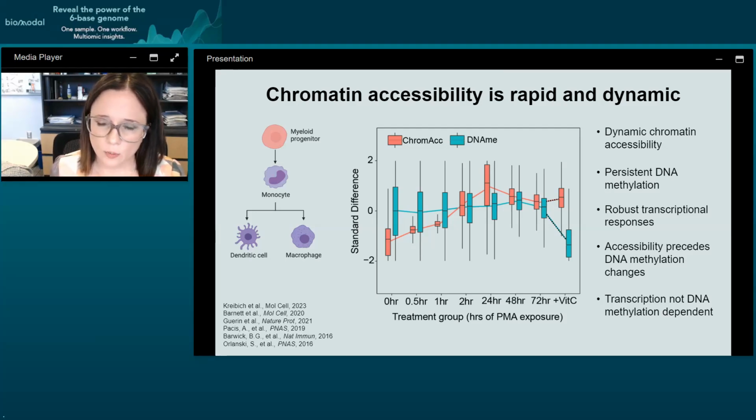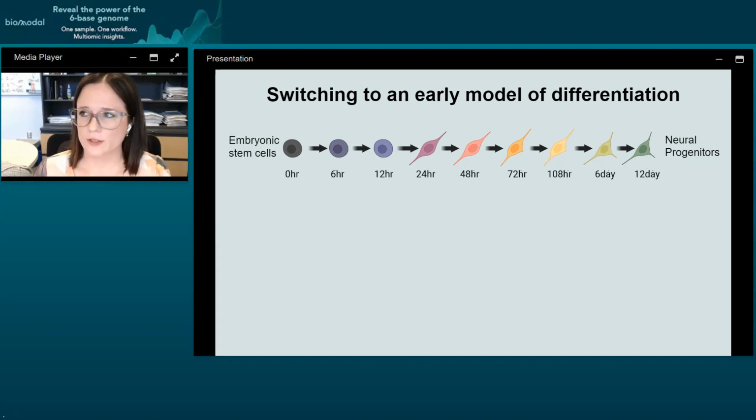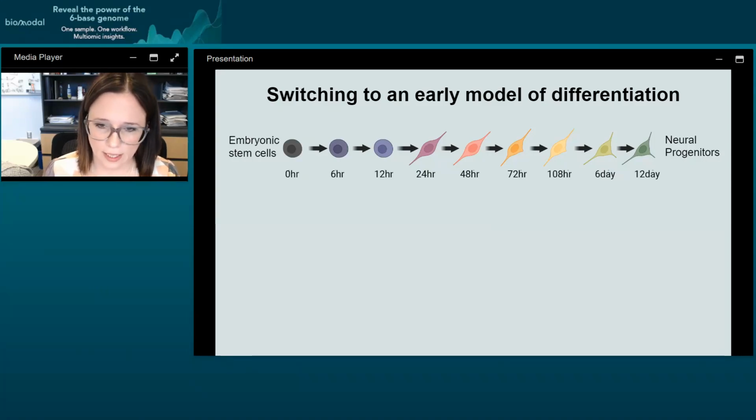And just to point out that when we extended the time course, we didn't observe any changes to DNA methylation until we stimulated the cells with vitamin C, which enhances TET activity, and then we saw a dramatic loss in DNA methylation, but it wasn't necessary to see transcriptional responses. But one thing I want to point out about these cells is that these are terminally differentiated cells. Once you stimulate them to differentiate into a macrophage, they no longer replicate. So these are completely post-mitotic cells.